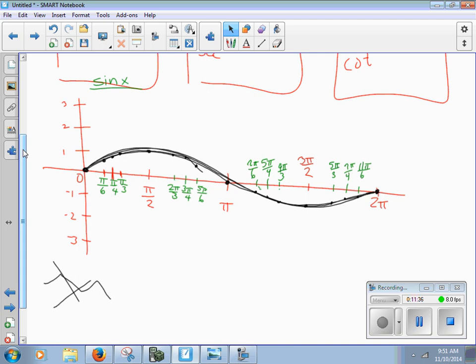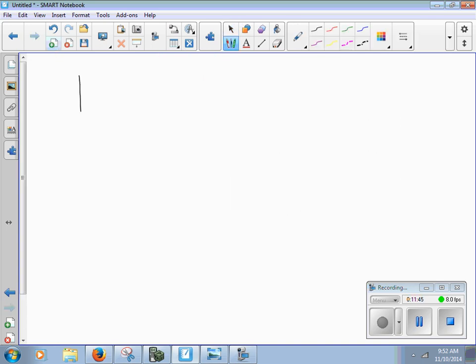But I thought it was undefined. What happens if it's undefined? Look at cosecant. Let's look at cosecant, because that's the next one you're going to graph, right? Right. Okay.